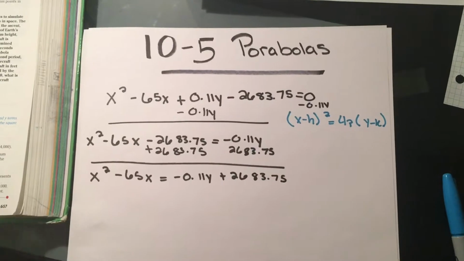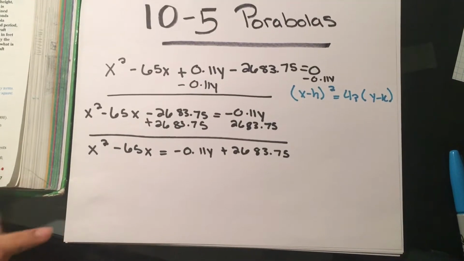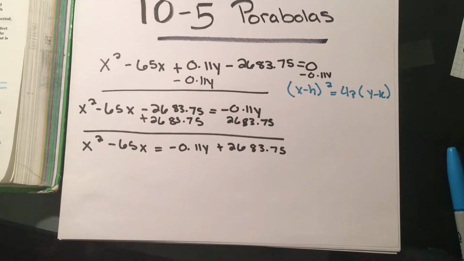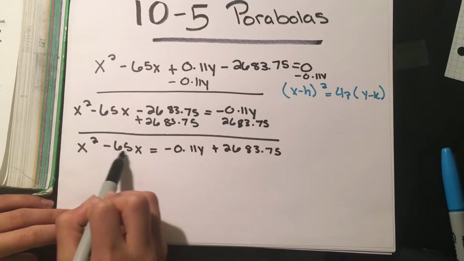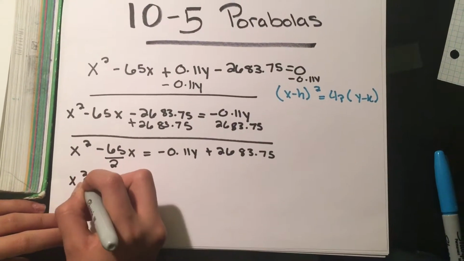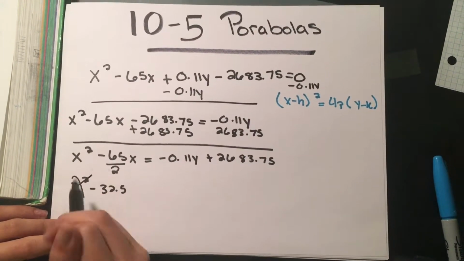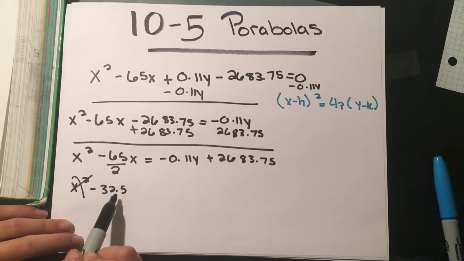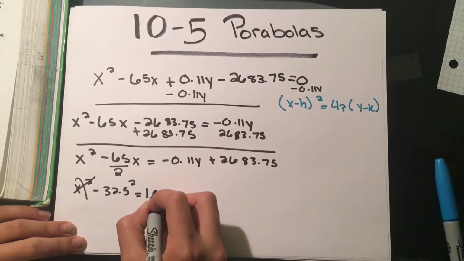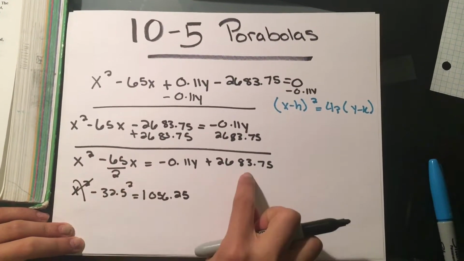Okay, so now what you're going to want to do is complete the square. How you're going to do that is, you're going to take the b term and divide it by 2. So ignore the x squared: 65 divided by 2 is 32.5, and you're going to want to square that. So that is going to equal 1056.25. So now you're going to add that to that side of the equation as well as that side too.